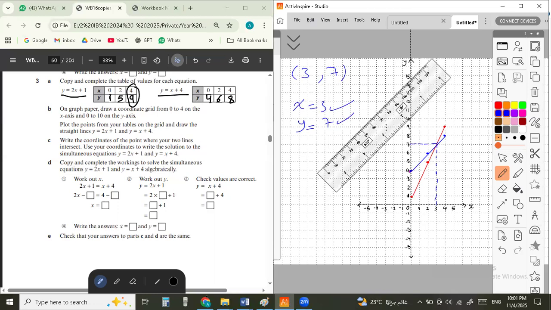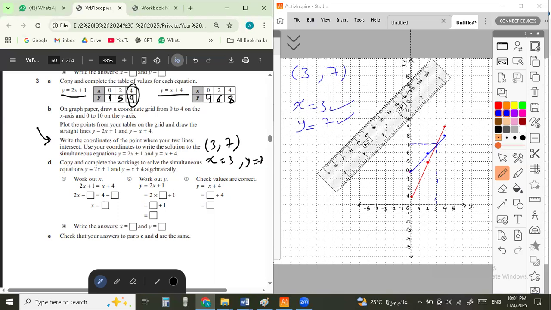Okay, so question C here says to you, write the coordinates of the point where your two lines intersect. We've done this and we've said that it's 3, 7. Use your coordinates to write the solution to the simultaneous equations. We've done this and we said x equals 3 and y equals 7.